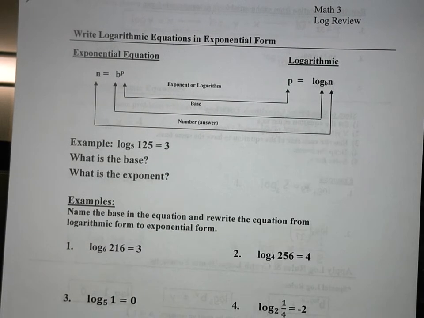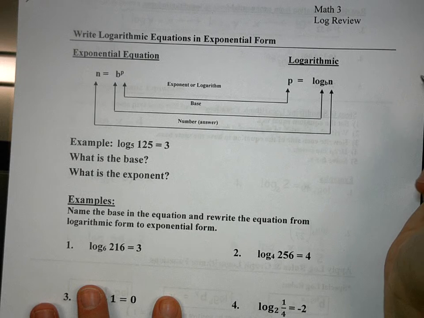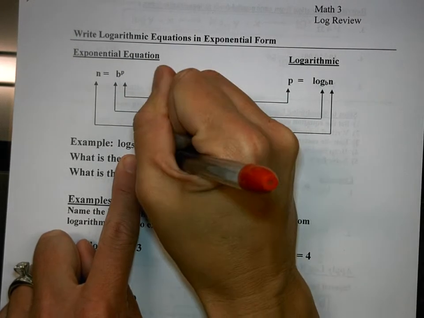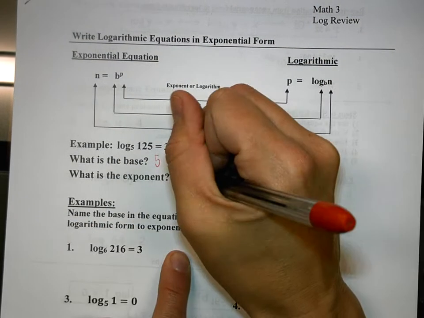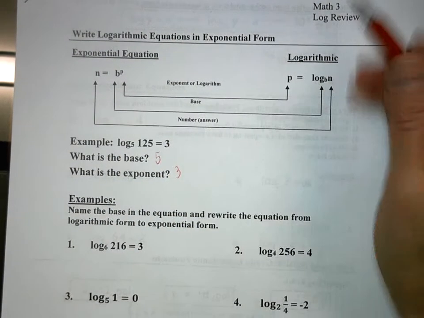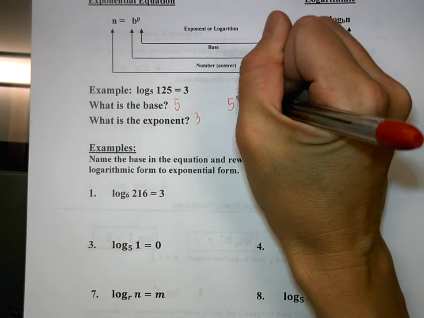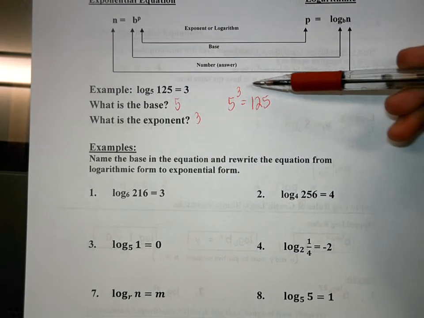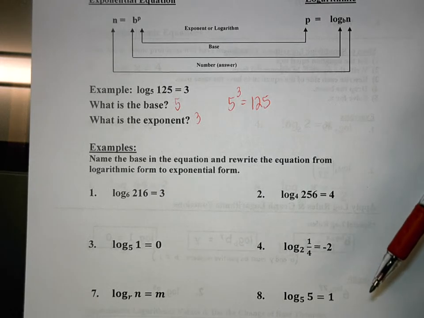Okay, so on this first part, what is the base? The base is 5. And then the exponent would end up being 3. So if you were to write this in exponential form, we would write this as 5 to the third power equals 125. And you notice this actually makes a true statement. 5 to the third is 125.